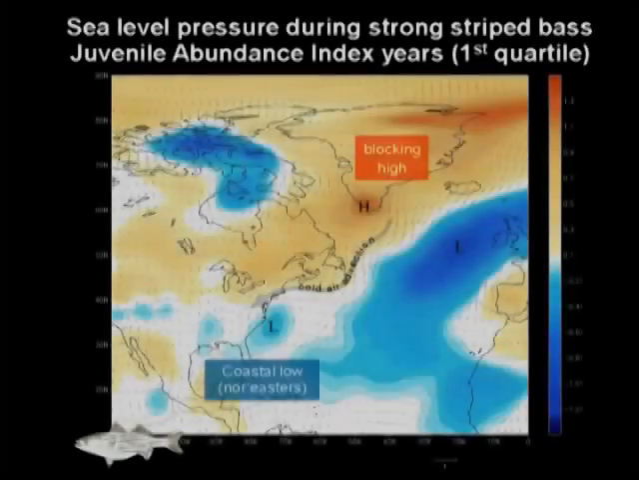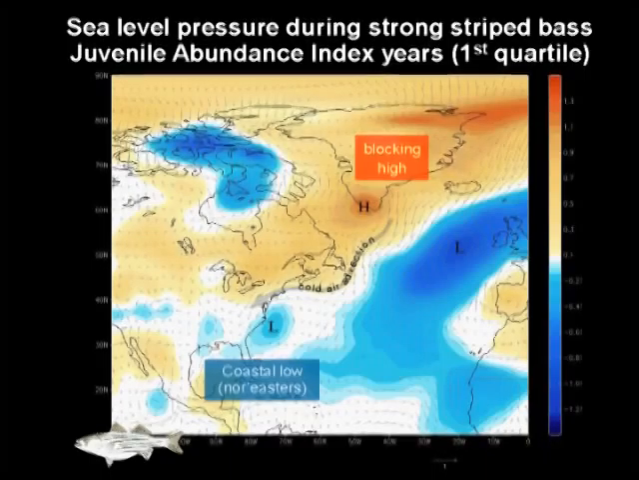This is what the strongest years of striped bass recruitment look like, according to the Juvenile Abundance Index from Maryland DNR. This is the top quartile years. This is what the signature looks like, and what you see is this classic Cape Hatteras low here. Generally low pressure over the Atlantic, high pressure to the north, over the Canadian Maritimes. If you can see the stream trajectories, this is surface airflow. You're getting cold air coming down and combining with those northeasters. Typical pattern that we can see in the wintertime.